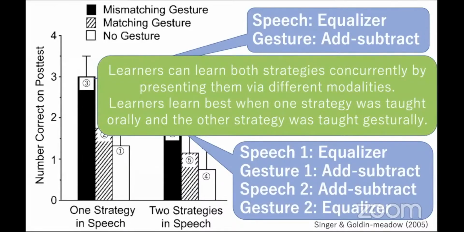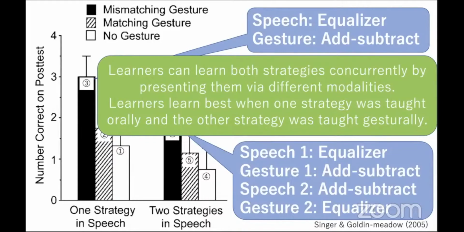So what can we learn from it? It seems like learners can learn both strategies concurrently by presenting them via different modalities. But if they are taught using the same modalities, it seems like the performance will be worse. And learners learn best when one strategy is taught orally and the other strategy is taught gesturally, but not orally at the same time. Okay. So that is about math class.